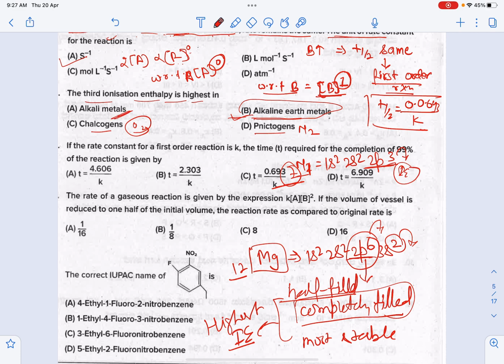Similarly, it will happen with the alkali metals also and chalcogens also. Second ionization of alkali metals is highest. Just think about what was asked: it asked for third ionization, so it will be highest in the alkaline earth metals.